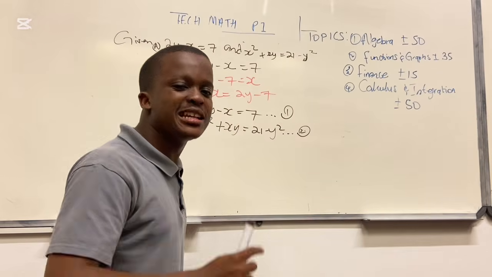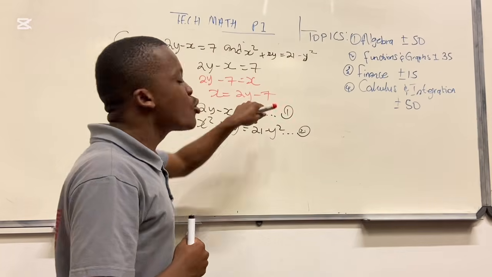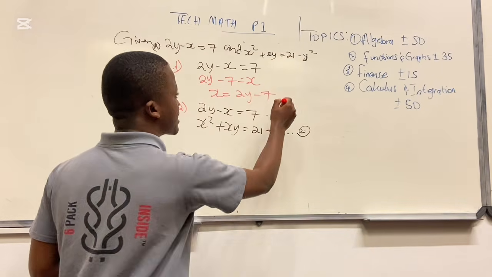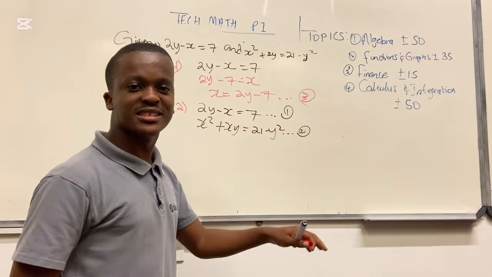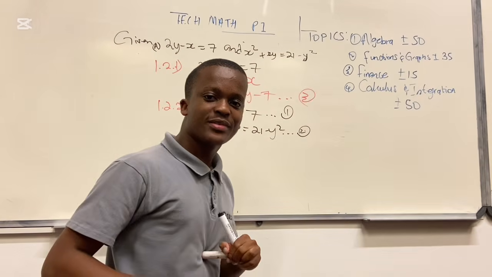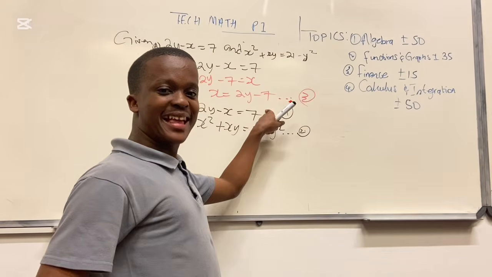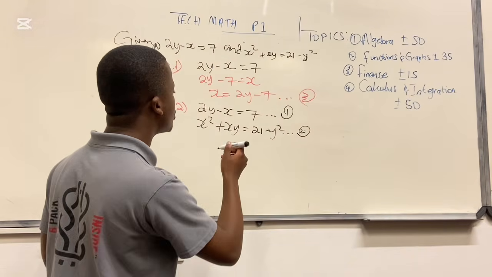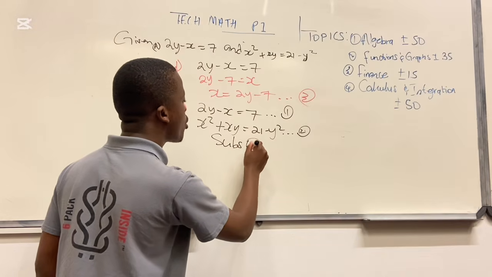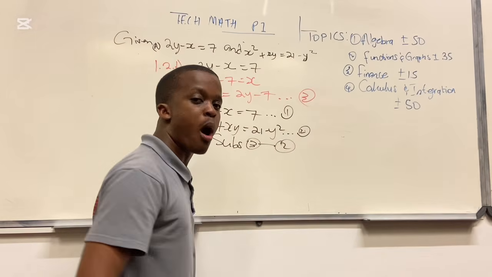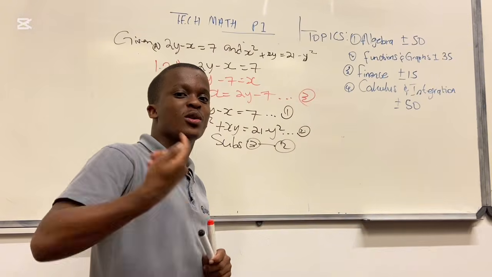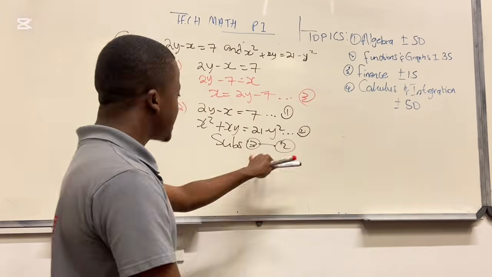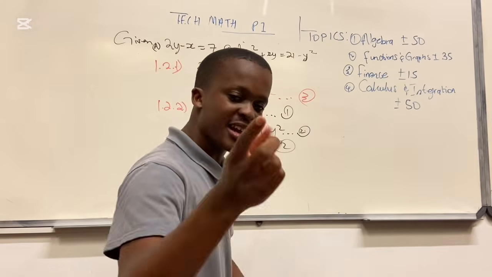So since we generated 1.2.1, x is equal to 2y minus 7. That is our equation 3. Now, that's why, hence, we are using x is equal to 2y minus 7. Now, second step, what we do, we substitute equation 3 into equation 2. Because remember, we cannot use equation 1, because equation 1 is there to generate equation 3. So we substitute equation 3 into equation 2. Now let's go.